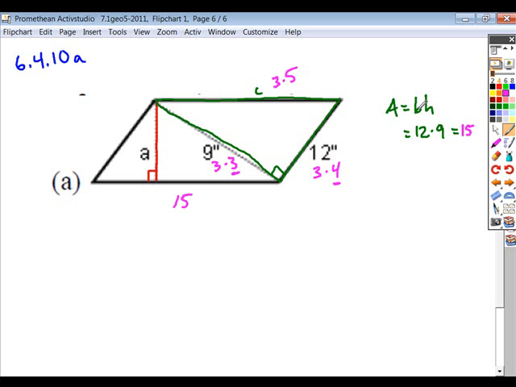So I could also write my base times height as 15 times A. And so now using this equation, 12 times 9 equals 15 times A, I can solve for A by dividing both sides by 15. And so if you calculate that, 12 times 9 divided by 15, you'll get your value for the height A.